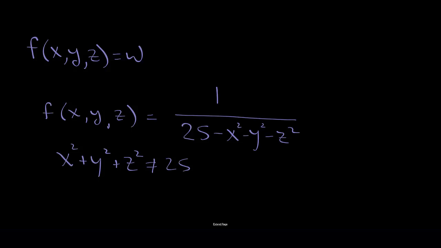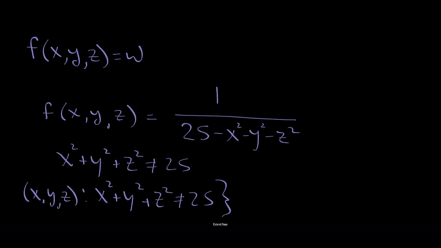So with that, do we just put that? Yeah, you could do this. You could say x, y, z such that x squared plus y squared plus z squared does not equal 25. Okay, and you know what that means. That means that you're on nothing on this sphere. Okay. Any questions about that?